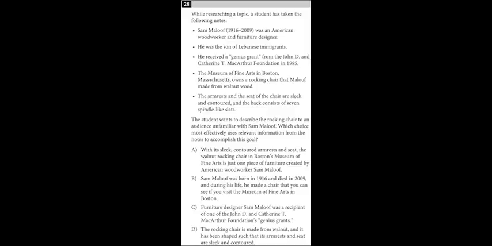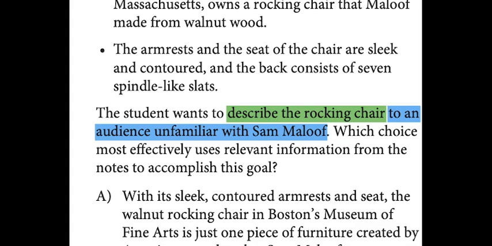Pause the video and try this one. Here's our prompt. Describe the rocking chair to an audience unfamiliar with Sam Maloof. We again have a 2-part prompt on this one, but there's an implied hierarchy in the 2 parts of the prompt. Our primary task is to describe the rocking chair, and our secondary task is to introduce Sam Maloof. In SAT speak, if the prompt says something is unfamiliar to the audience, that means you need to introduce it.